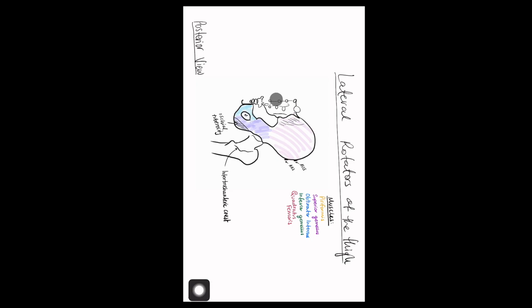We have the sacrum, the coccyx over here, the ilium represented in pink, the ischium represented in purple, and the pubis represented in blue. Some bony landmarks to be familiar with are the ischial tuberosity and the ischial spine, as well as the intertrochanteric crest between the greater trochanter of the femur and the lesser trochanter of the femur.